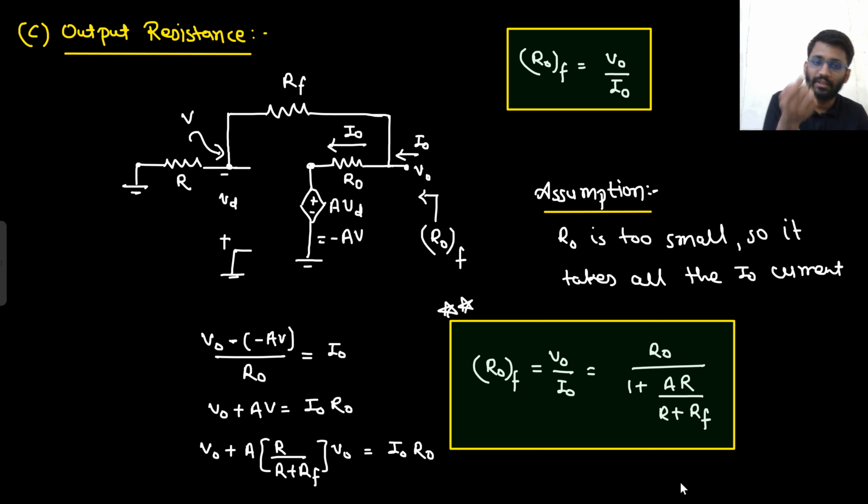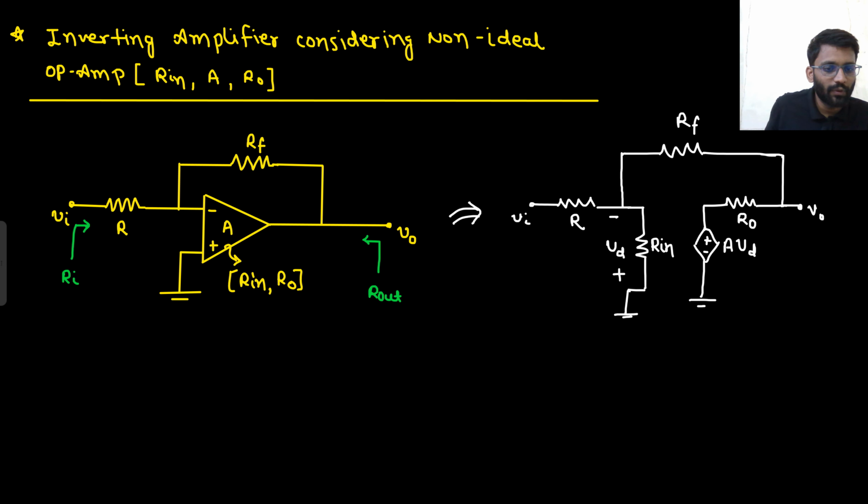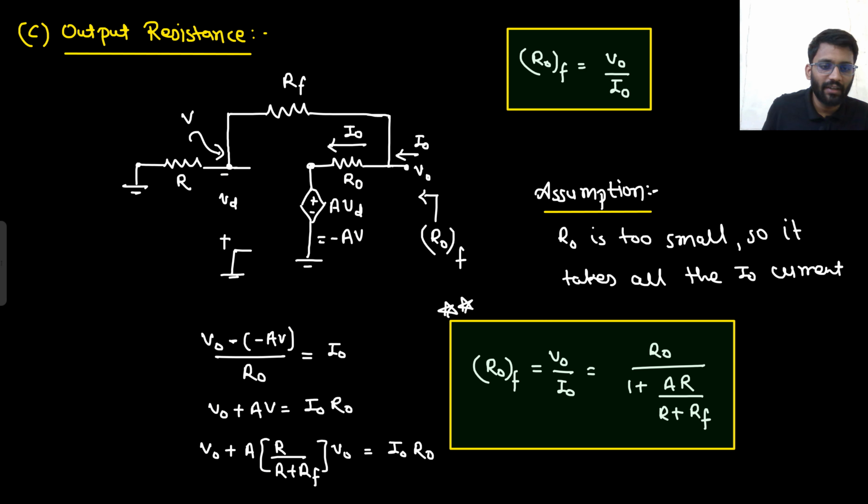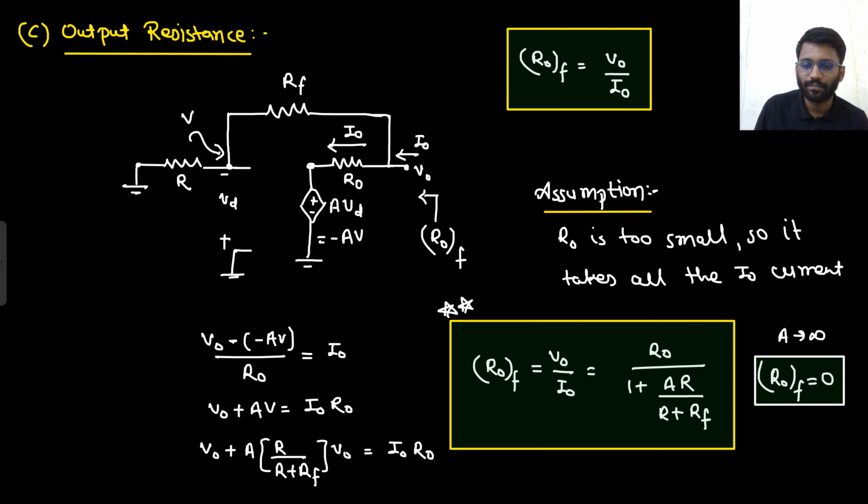Then we calculated the output resistance as well. What was the output resistance you got for the ideal case? It was 0 ohm. If you put A equals to infinity here, this will be equal to 0 only. If A is equal to infinity, your R0 with feedback will be equal to 0 ohm only. So this also you can check here.